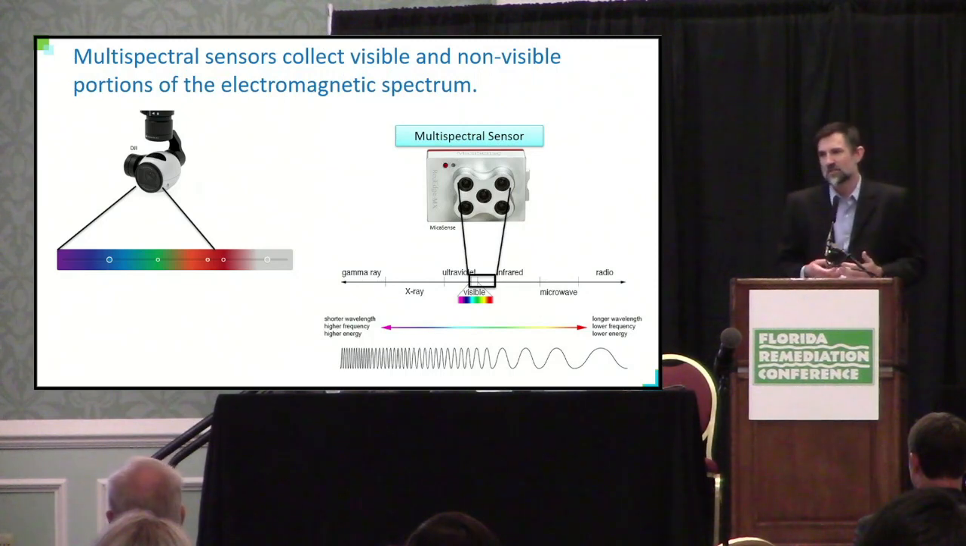So a multispectral sensor gives us information both on the visible and some of that infrared part of the electromagnetic spectrum that can tell us different things. So a little bit more data, probably gigabytes of data per site.